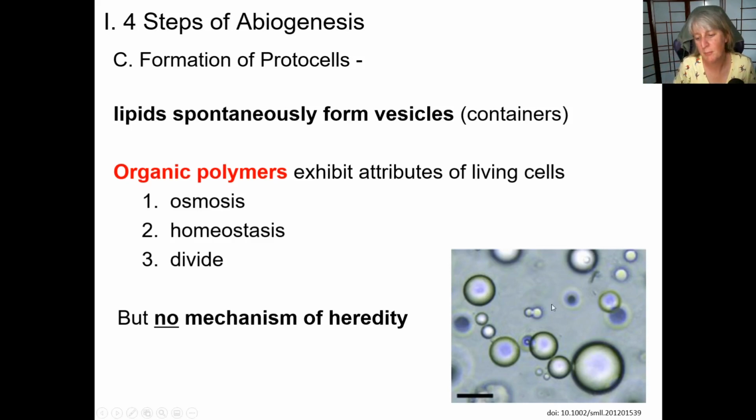Maybe this big fat ball here, this big protocell, gets so big that it actually just splits down the middle and makes two smaller ones. This one has different stuff inside than this one. And that means they are not alive. They have no way of passing on their own characteristics.